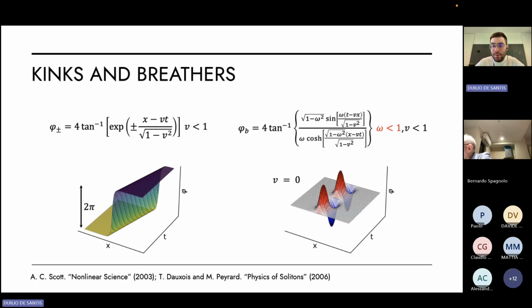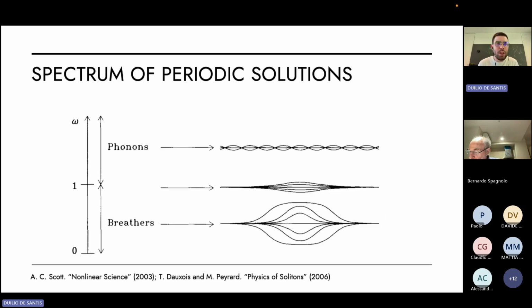If we visualize a breather, essentially it will be strongly localized in space, and it will oscillate in time. That's why this is called a breather. Here I'm showing you a stationary breather, but these things can actually move, so you can have a breather with a finite velocity as well.